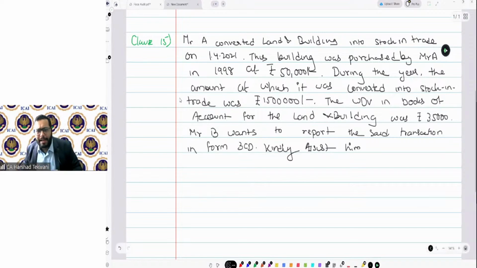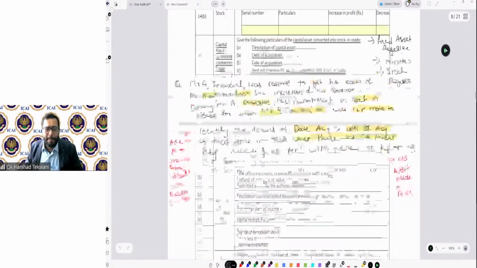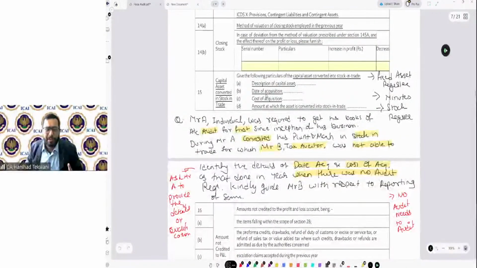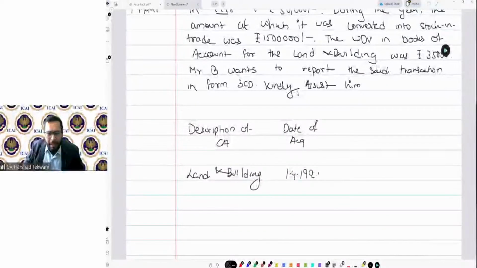So now I identified there is a transaction which is required to be reported in Form 3CD, and there are predefined details that we need to report. That is the description of the capital asset, date of acquisition, cost of acquisition, and amount at which it is converted. So, description of capital asset, 1998, cost of acquisition, and value at which it is converted.